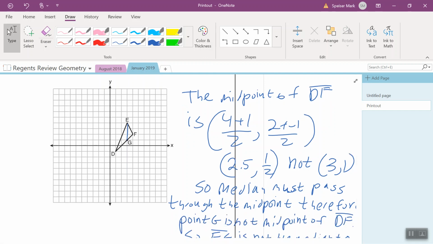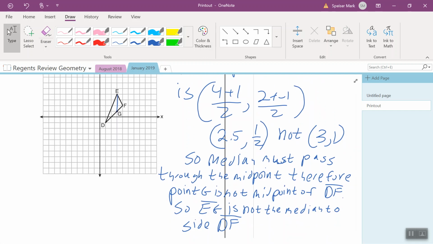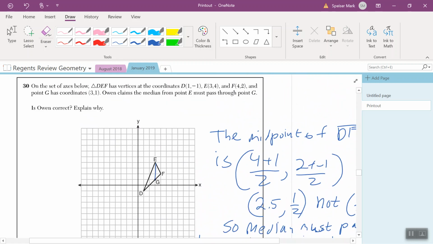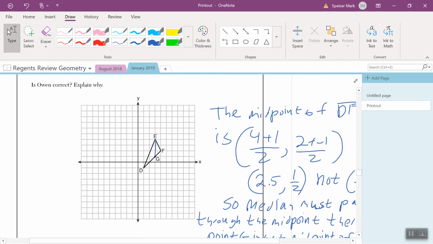So medians must pass through the midpoint. Therefore, point G is not the midpoint of DF. So EG is not the median to side DF. You have to make sure to specify that it's not the median to side DF, because every side of a triangle can have a median. So remember, Owen is incorrect.